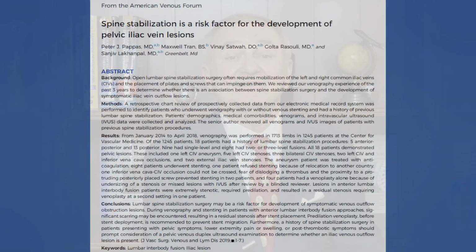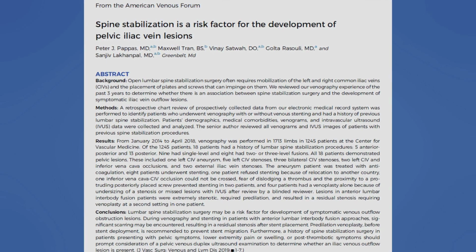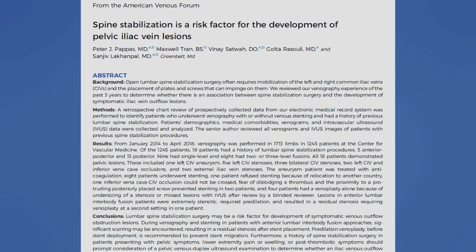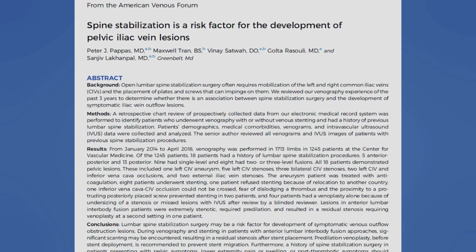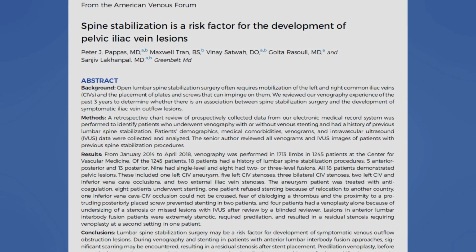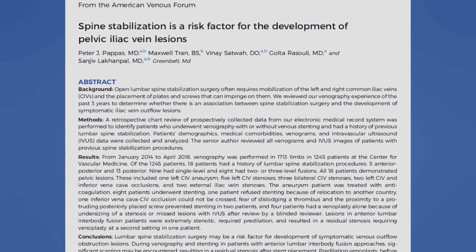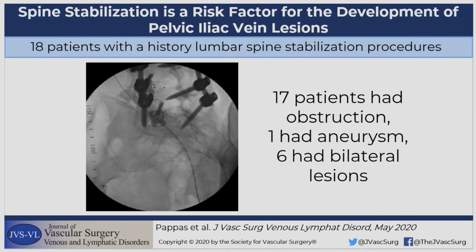The next paper I would like to introduce to you is our CME paper this month. It is entitled "Spine Stabilization is a Risk Factor for Development of Pelvic Iliac Vein Lesions." This paper was authored by Dr. Peter Pappas and colleagues from the Center of Vein Restoration and the Center of Vascular Medicine in Greenbelt, Maryland.